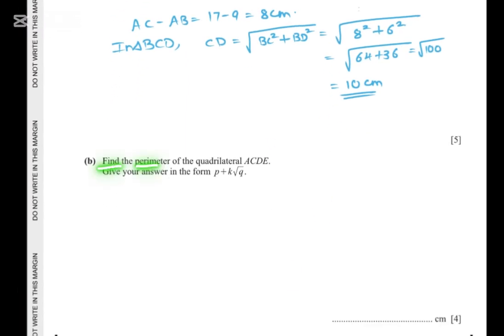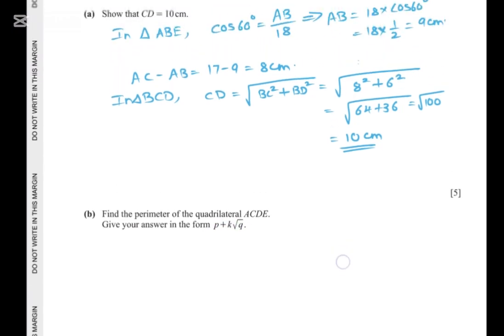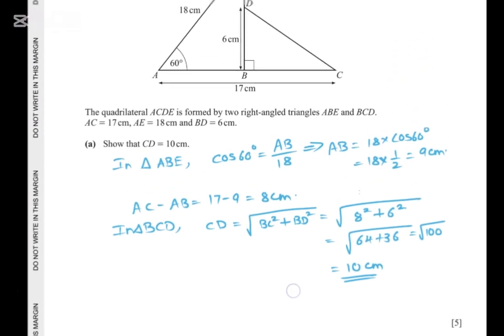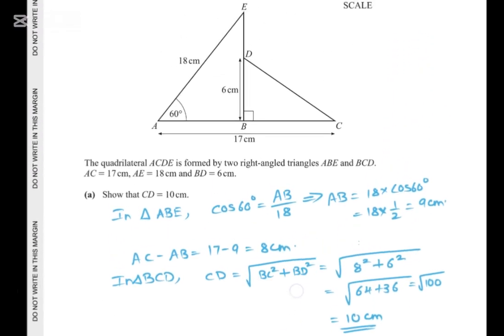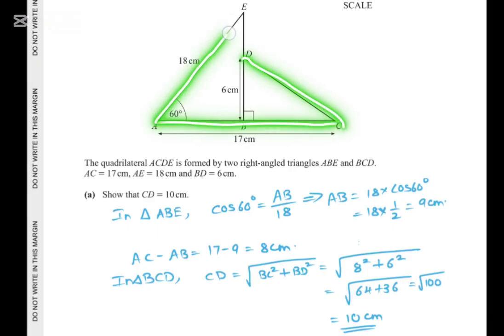Find the perimeter of the quadrilateral ACDE. Give your answer in the form of P plus K root Q. So for the perimeter we need to add all the boundary lines here. What are the boundary lines in this? AC, CD, which we know, and AE, sorry, we know this also, but we don't know this. So we need to add all these lines.